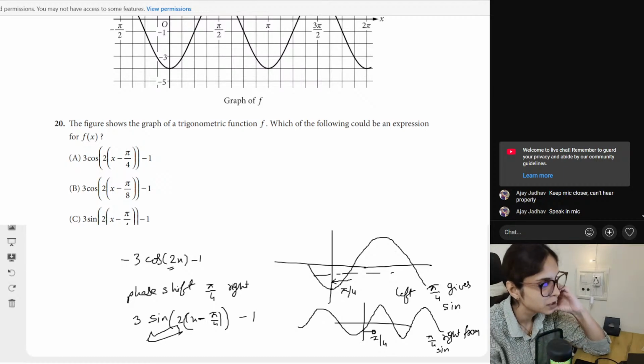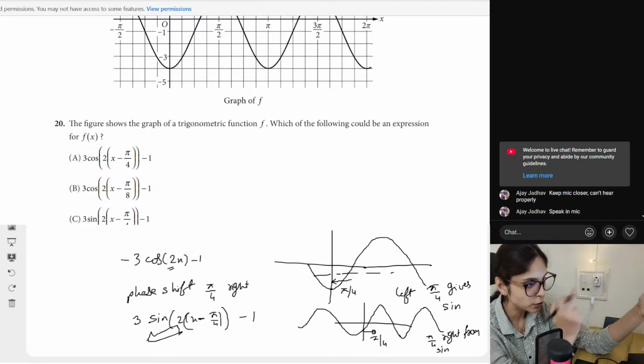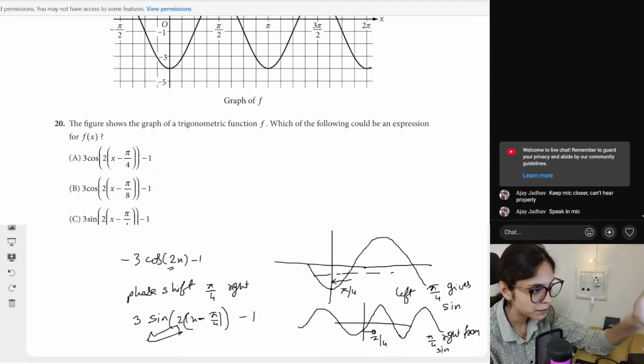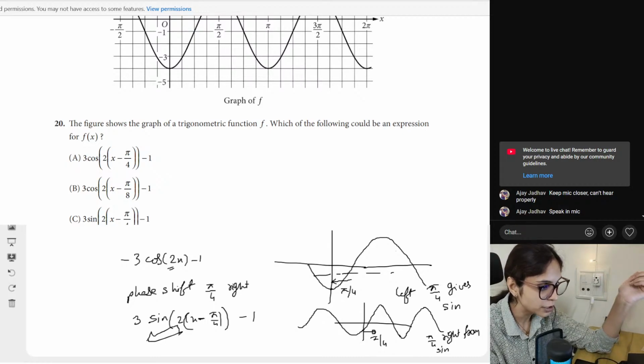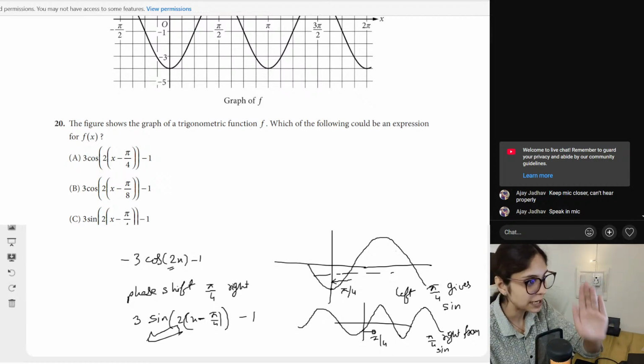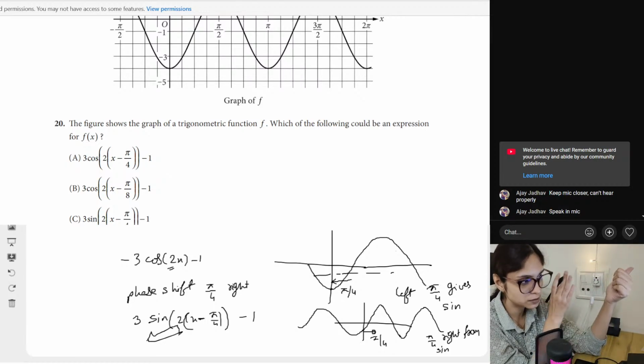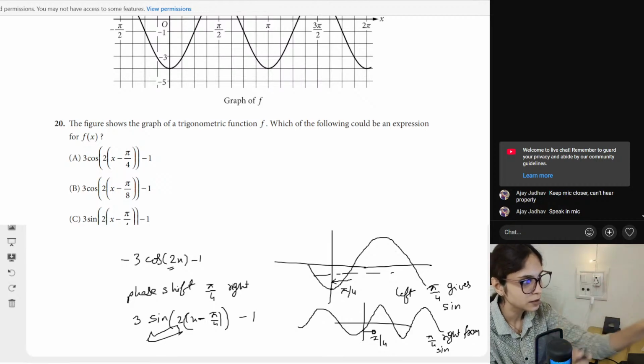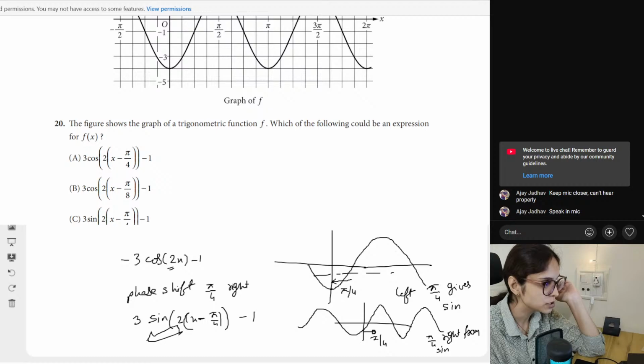Okay, yeah. So you understood? Because this graph is of inverted cosine. If you shift left by pi over 2, then you are going to get your cosine. That is why shifting left pi over 4, you're getting sine. So if you shift pi over 4 right from sine, you will get this particular graph. That is why it is option C.